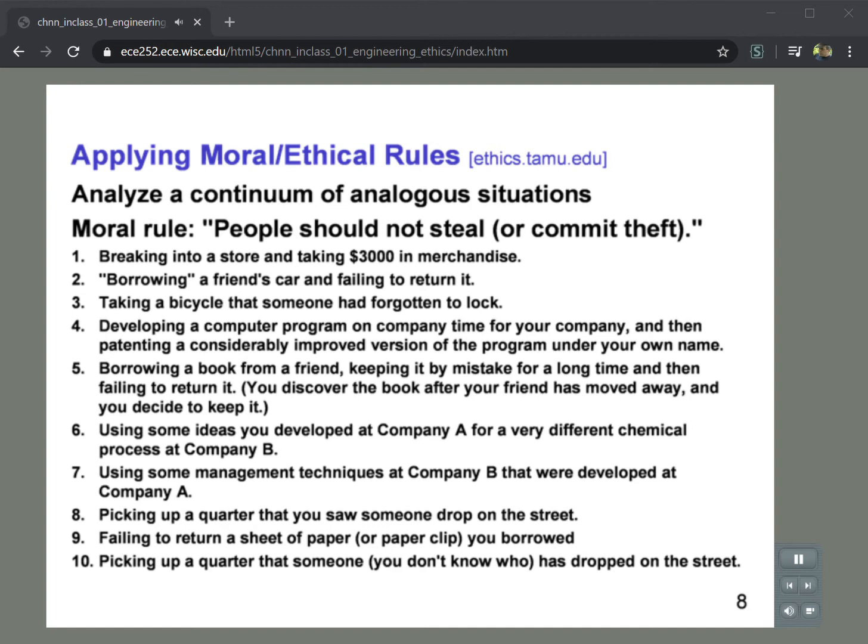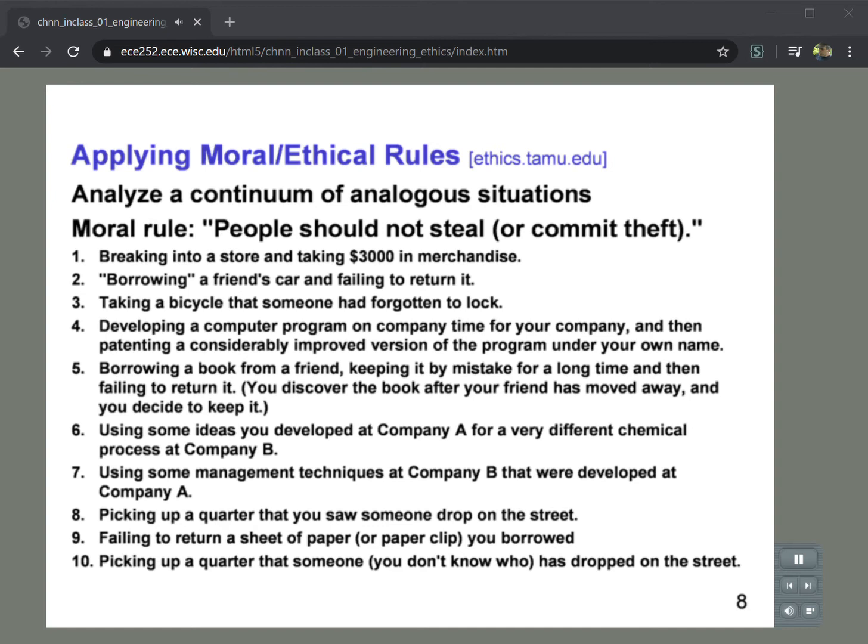Number 8, if you pick up a quarter but you actually saw the person drop it, well, now it gets a little iffy, right? Should you actually chase that person down and return their quarter to them, or is a quarter such a small amount of money that, again, it's nonsense to do that? So you create this continuum of analogous situations, and then you try to place the situation you're facing into this continuum, and that gives you a sense of how clear the situation is versus how much ambiguity there is, and how much you are into the gray areas of this ethical principle.